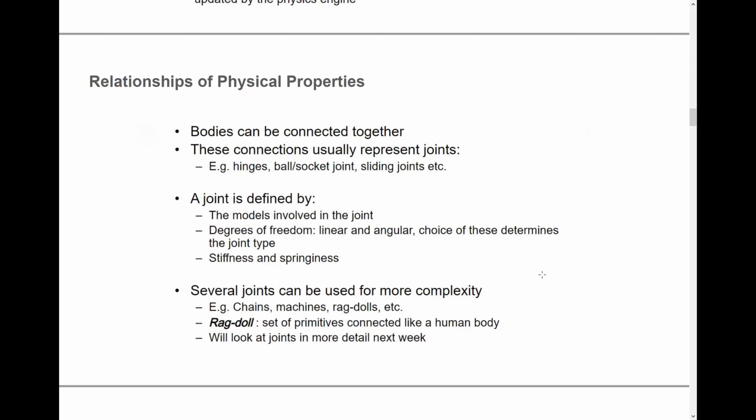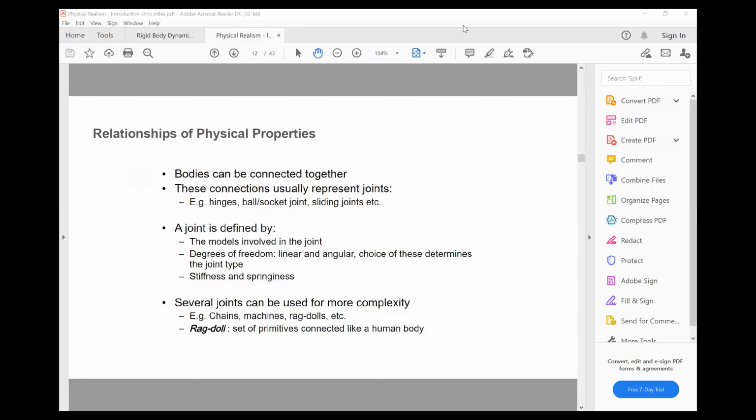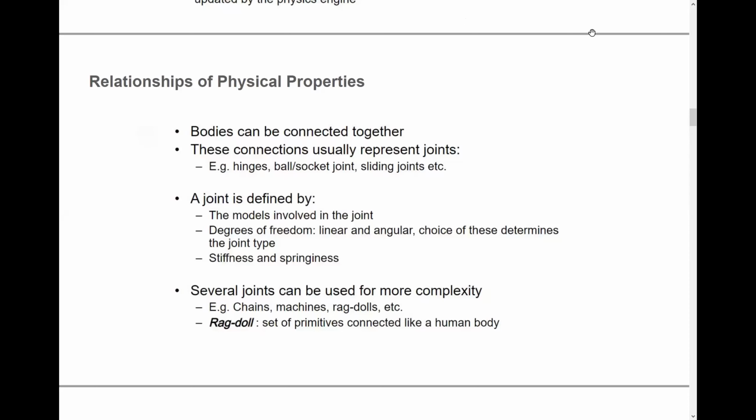Several joints can be used for more complexity. For example, you can use machines, chains, and there's something called the ragdoll, which is a set of primitives connected like a human body.